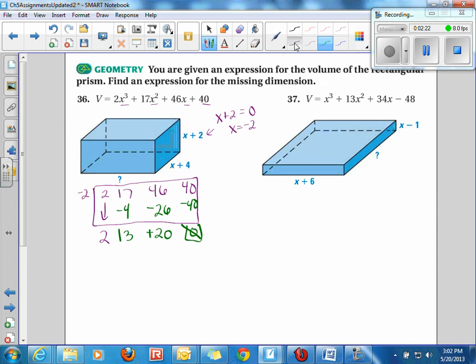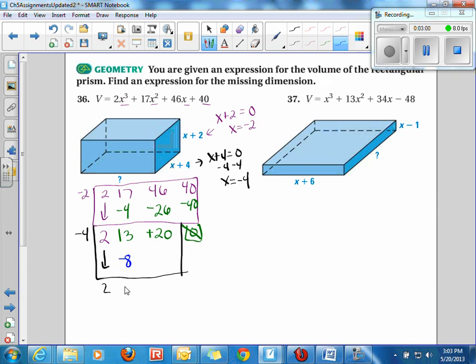So what you can do is write this as an expression, 2x squared plus 13x plus 20, and then divide it. But you can just extend another box here like this, and then figure out what your next divisor is going to be. So take this x plus 4, set it equal to 0, subtract the 4, x equals negative 4. So we're going to divide by negative 4 here. So drop the 2 down, multiply in, add out. Negative 4 times 2 is negative 8.